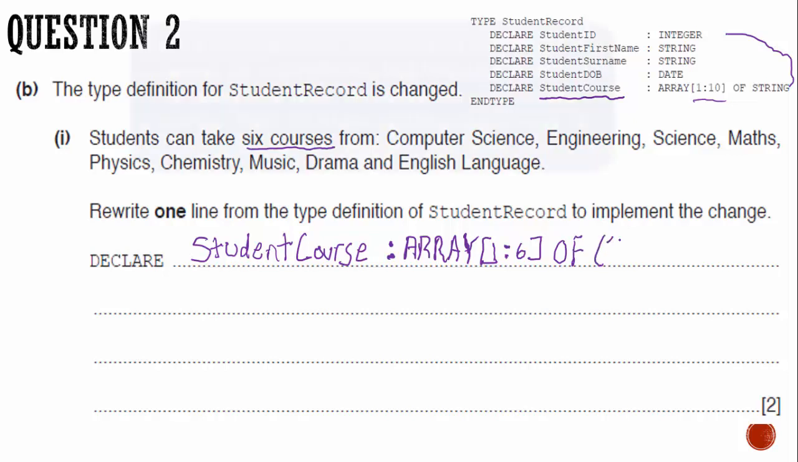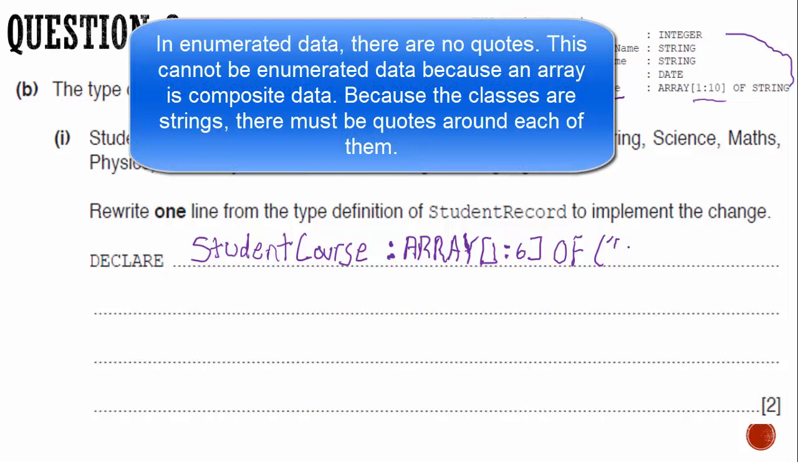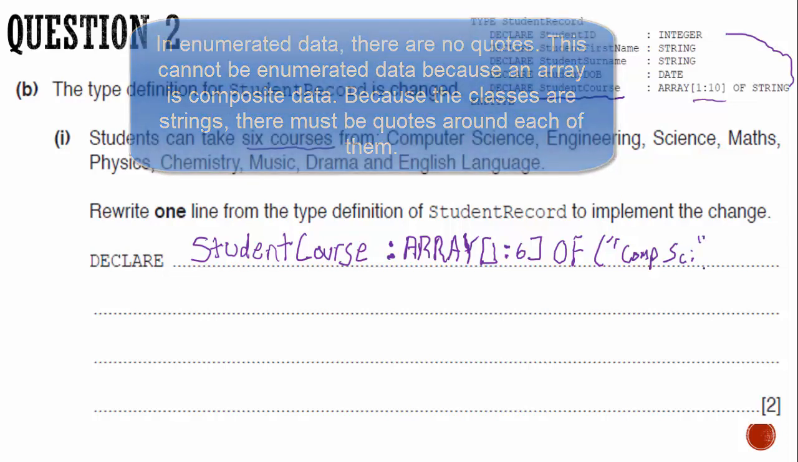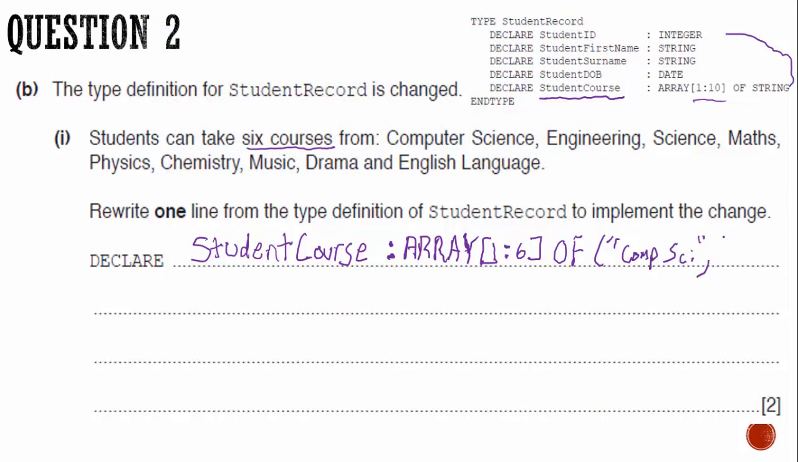So what I'm going to do is abbreviate everything just for the sake of time. The first one is comp sci. That's one course they can take. The second one they can take is engineering. The third one they can take is science. Now, when you're taking your Cambridge exam, take the time to write these out. Do not abbreviate it. I'm just abbreviating for the sake of time.